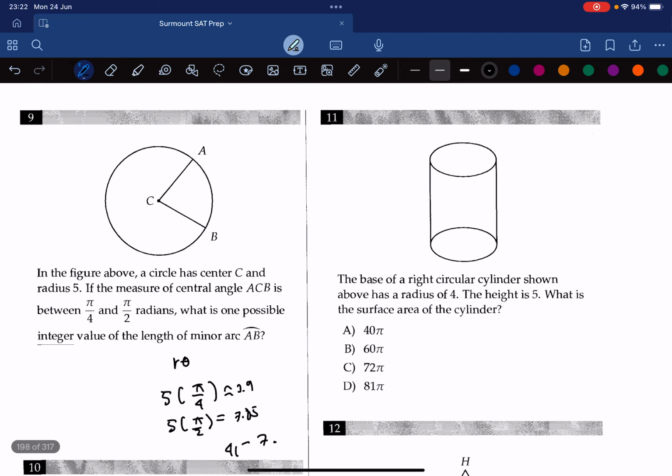The base of a right circular cylinder shown above has a radius of 4, and the height is 5.